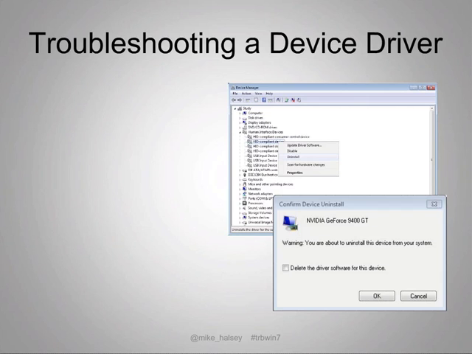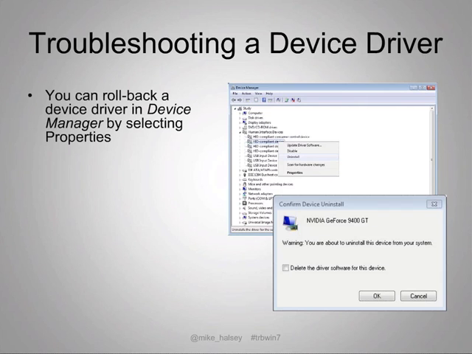So device drivers here. When you're in the device manager, you can right-click on any device and do one of two things with it. You can either select properties for that device from the context menu that appears, or you can uninstall it. Now, if you select the properties for that device, then you can roll back the driver using the System Restore functionality.